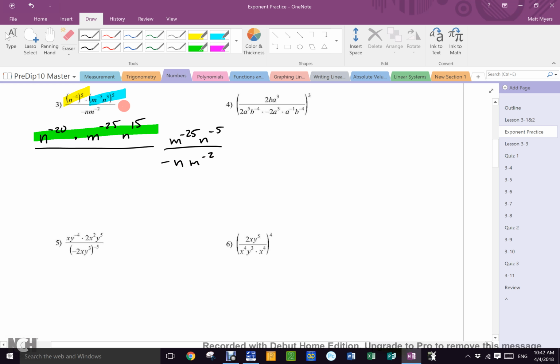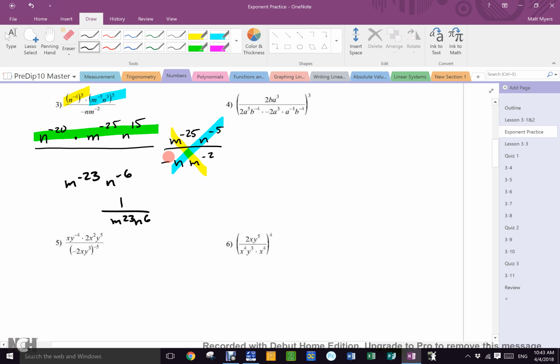Now, please notice I wrote them in different orders. Does that matter? No. m's go with m's. What's negative 25 minus 2? Negative 23. So I've got m to the negative 23. And what is negative 5 minus 1? Negative 6. n to the negative 6th. Is either of that allowed? Yeah. They're both negative, so they must go to the denominator.